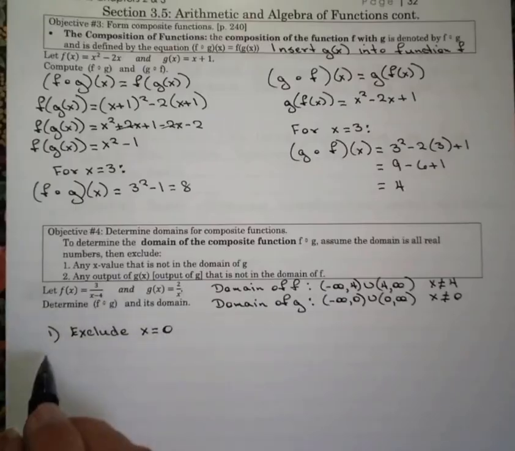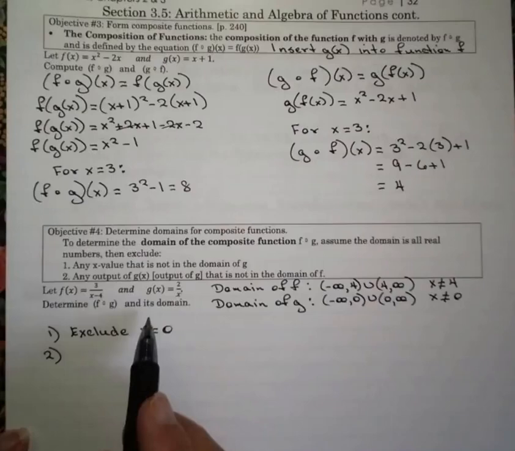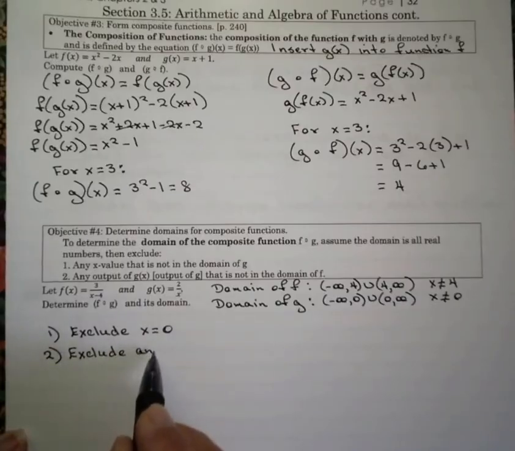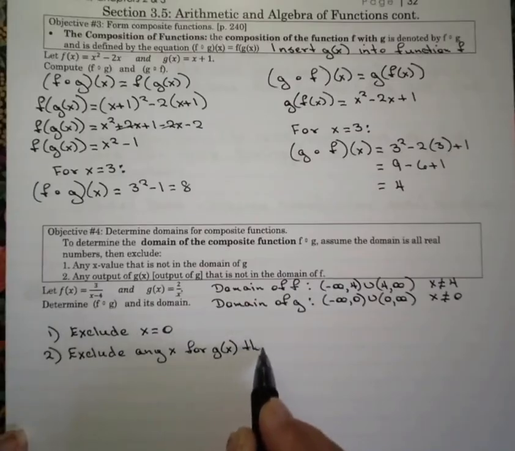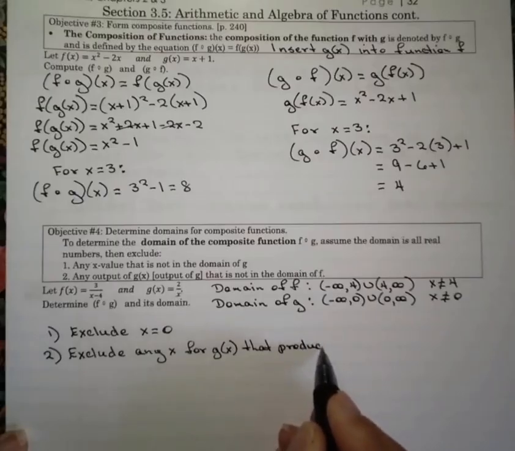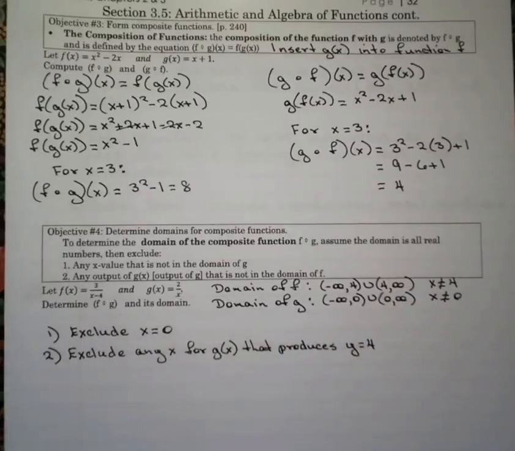That's the first exclusion. Number 2, any output of this g of x function that is not in the domain of f. So I'm going to exclude, I'll just write it down here, any x for that g of x, for this function that produces y equal to 4. I can't have that, right? It's not in that domain. I can't have the 4.